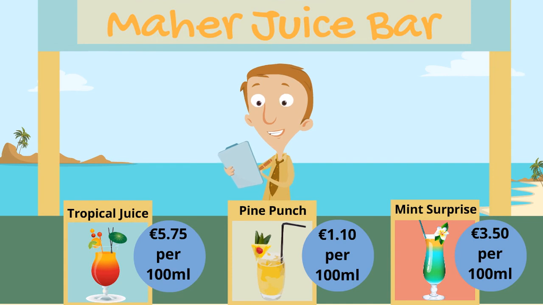Order number 3. I don't actually want a drink. I just want you to do a maths problem for me. What's the difference in price between the tropical juice and the mint surprise? Okay, it's an awkward customer. So the tropical juice is $5.75 and the mint surprise is $3.50. And we need to find the difference between the two. Pause the video and give it a try.